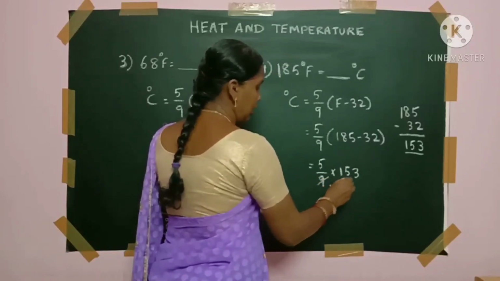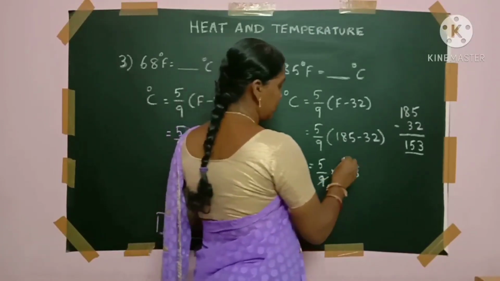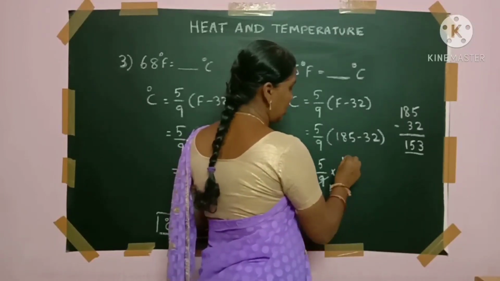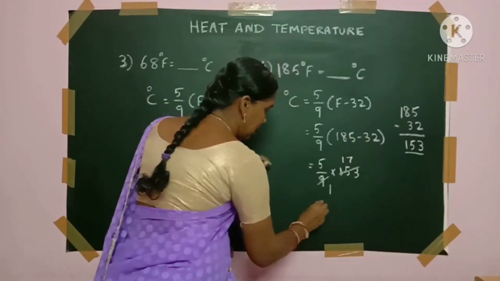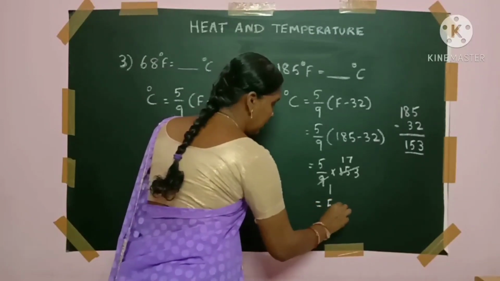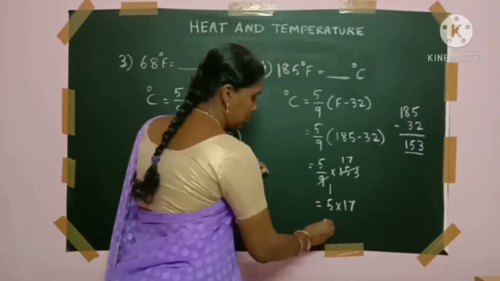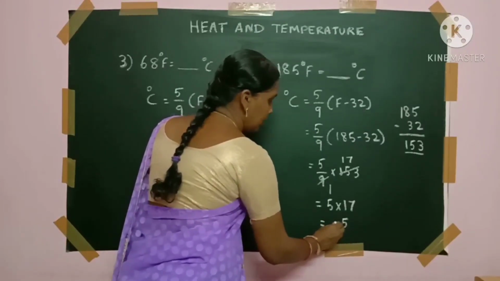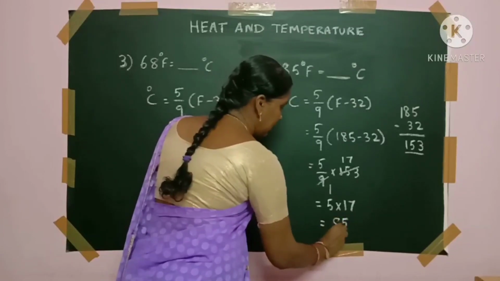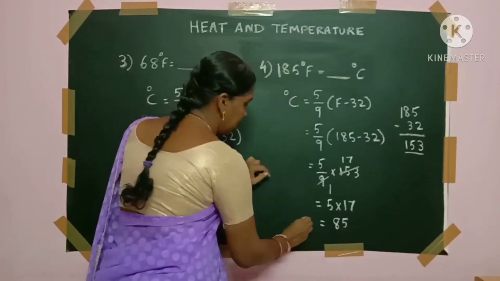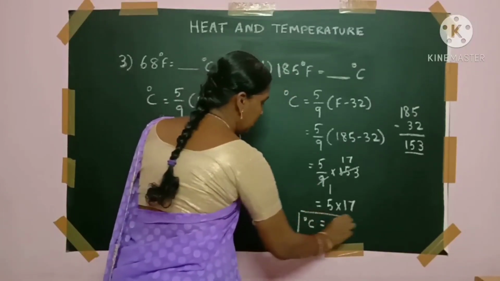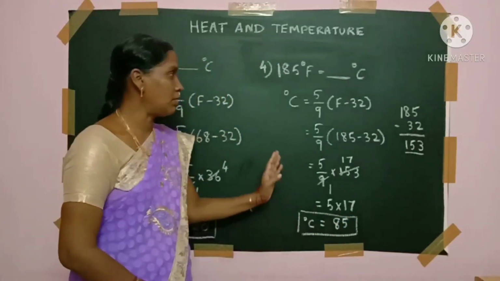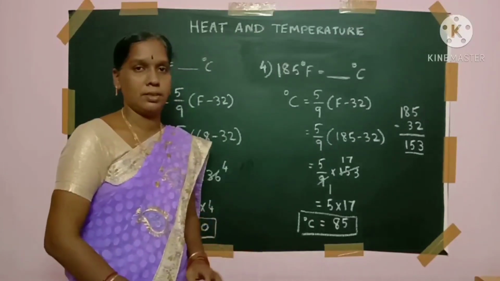In the 9 table, 9 times 1 is 9, remember 63, so 17. So you get 5 into 17, which is 85. So degree centigrade is equal to 85. That is the conversion of Fahrenheit to centigrade.